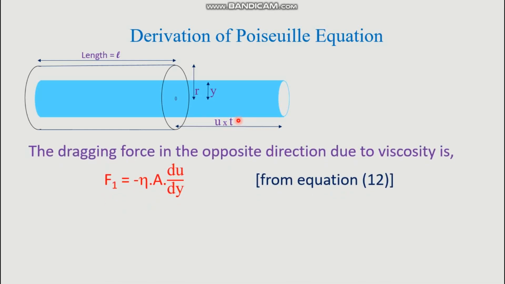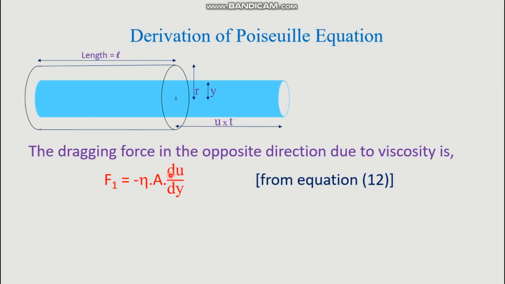Now the dragging force. There are two forces acting at this point. One is acting from left to right, which is the force due to pressure difference. Another is acting from right to left, which is due to the viscosity coefficient. Remember equation number 12, which was minus F equals eta A du by dy. If we rearrange this equation, putting the negative sign from the left hand side to the right hand side, it becomes F equals minus eta A du by dy.